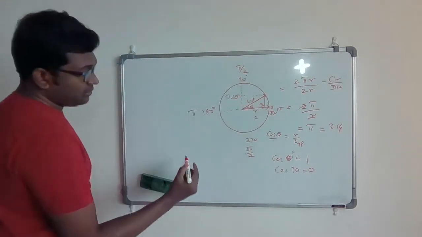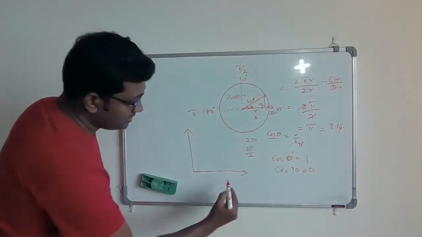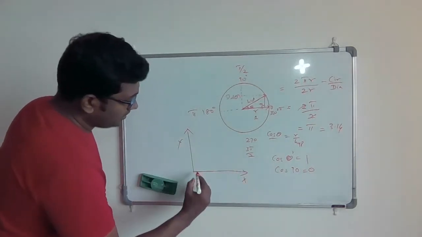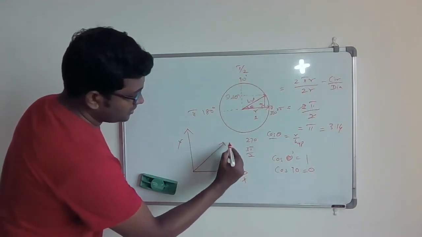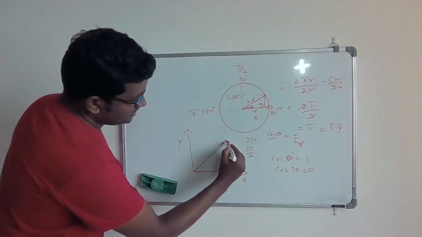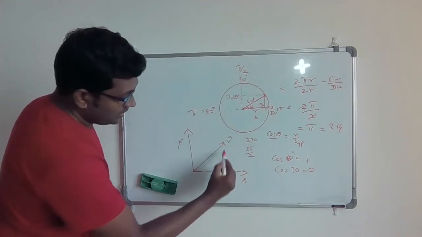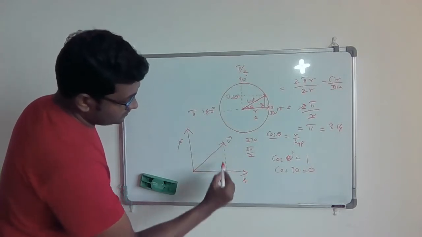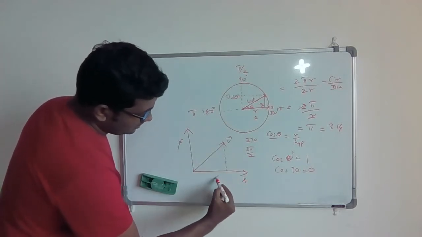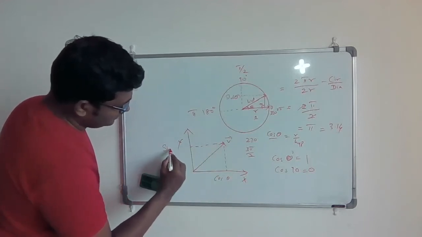Let me put one more example here just to specify the x and y directions. This is x, this is y, and this is the vector. The same vector here, let's call it v. This vector is represented with an arrow, and the position it makes on the x-axis is called cos theta. The position it makes on the y-axis is called sin theta.